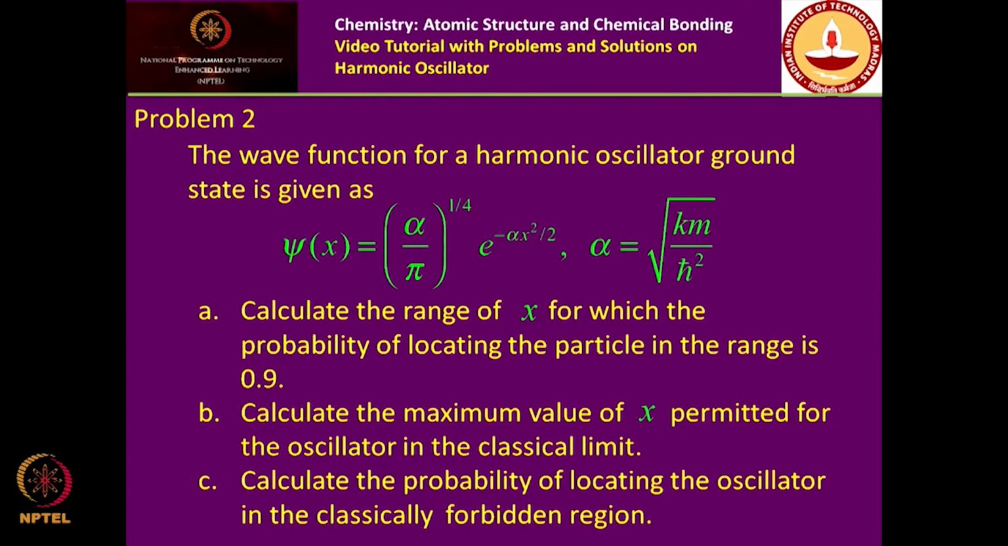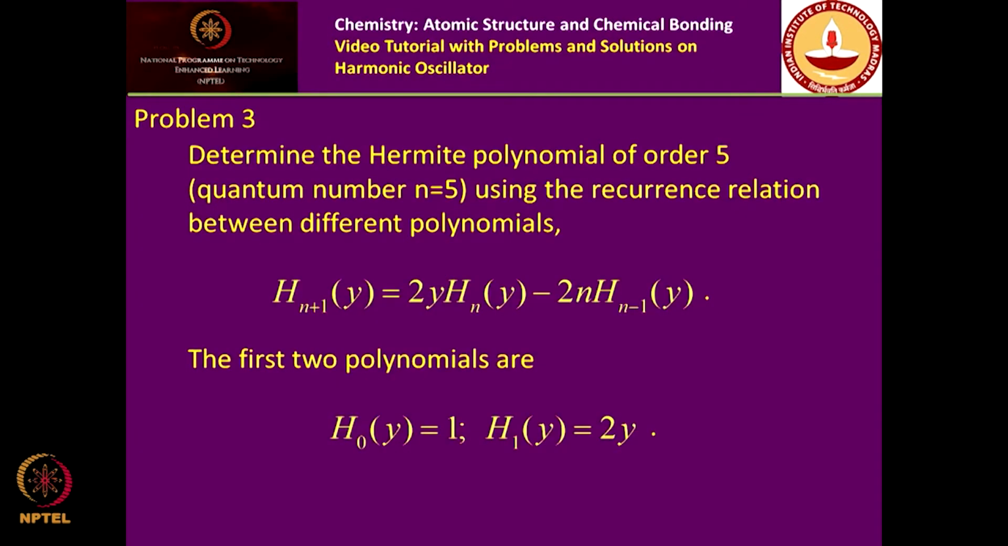This is what is meant by the question. So, the next question is on calculating the harmonic oscillator Hermite polynomials, which are the polynomials that are part of the wave functions, to different orders, say order 5, and order 5 essentially means quantum number n equal to 5.